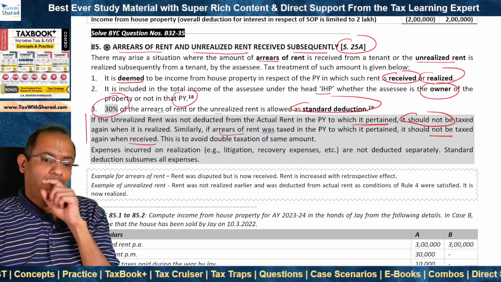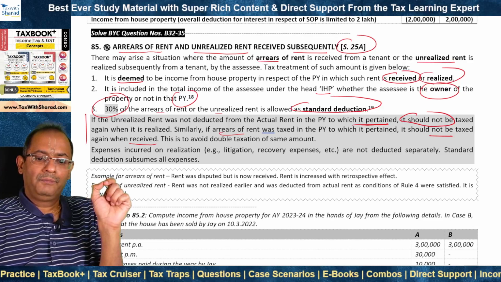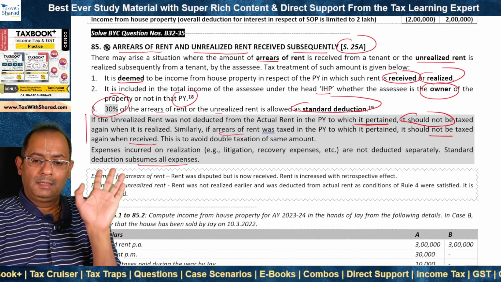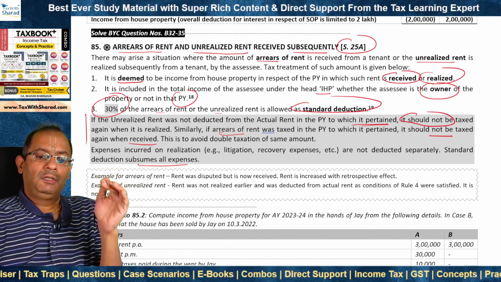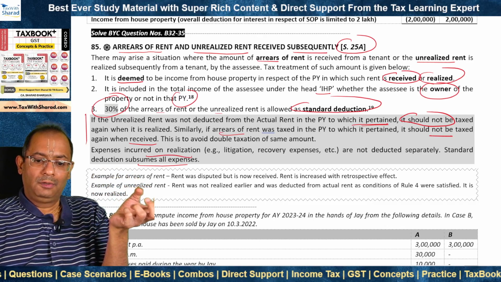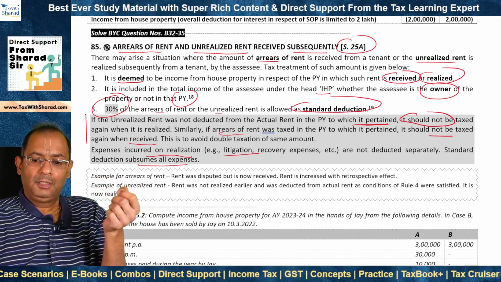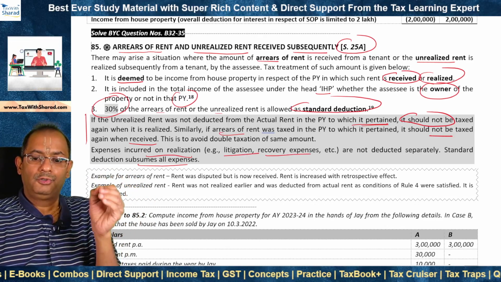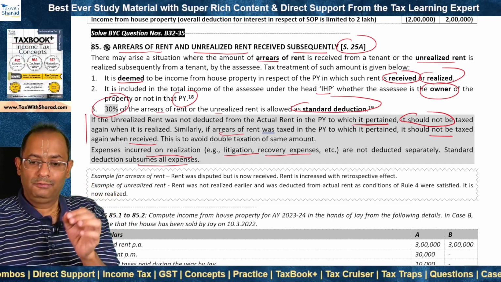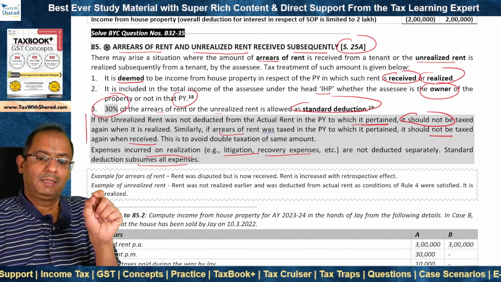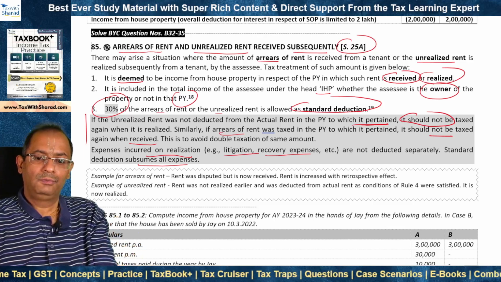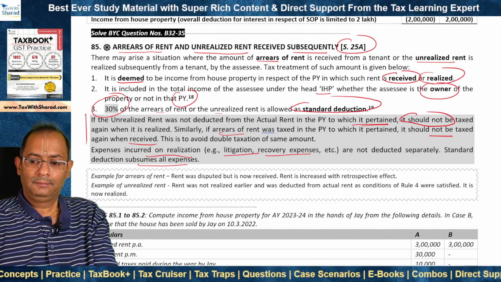Since the standard deduction of 30% is being allowed, it subsumes all the expenses, and therefore if the question provides for specific expenses on realization, for example on litigation, recovery expenses, etc., you should not allow a separate deduction for these amounts because the standard deduction of 30% subsumes all such expenses.